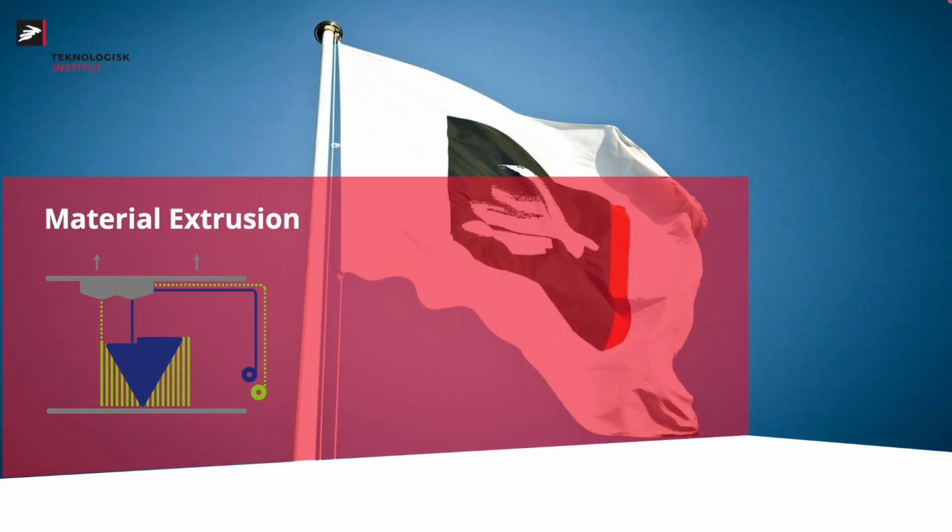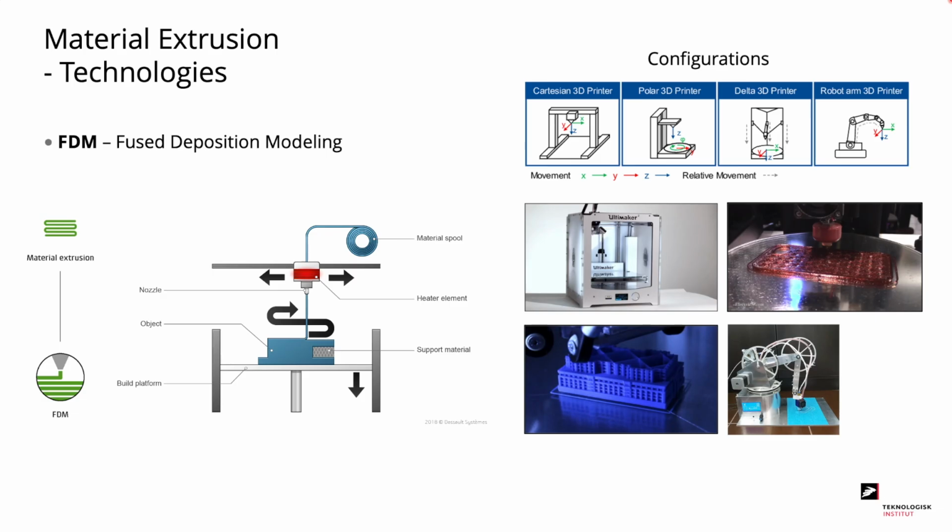Now we will move on to the material extrusion process. The material extrusion technology is most well known with the FDM method, or fused deposition modeling. The way it works is that you have a polymer material on a material spool. The material is extruded through a heated nozzle and deposited on top of your build platform. Layer by layer you will be building your object.